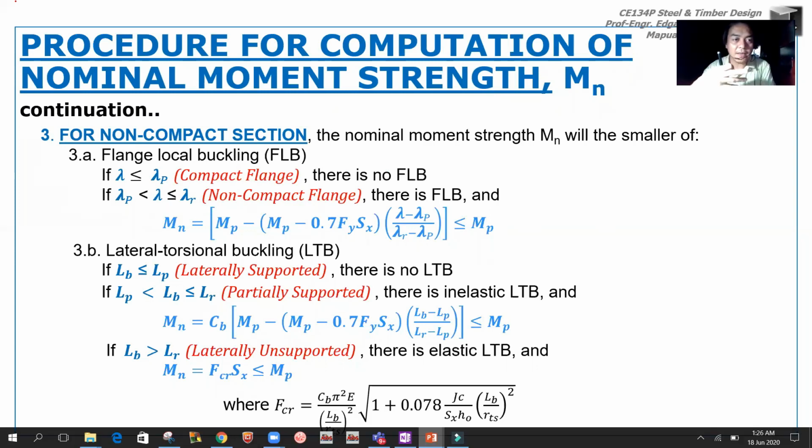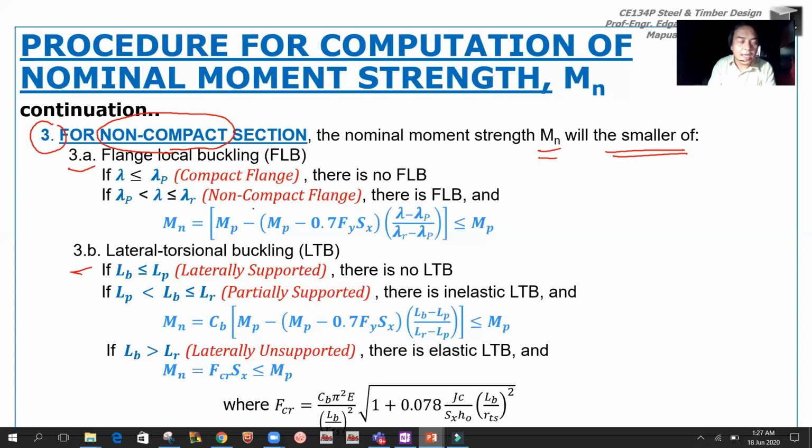Etong case 3, yung number 3 naman natin dito, this is applicable for non-compact section. Diba, malalaman mo kung ano yung compactness. Pagka compact yung section, dun ka sa case 2. Case 2A, 2B, 2C. Pagka non-compact yung section, dito ka natatalon sa step 3. Step 3 na for non-compact section. O, susundan mo lang. Pagka non-compact section daw, yung MN mo would be the smaller between this 3A at saka 3B.